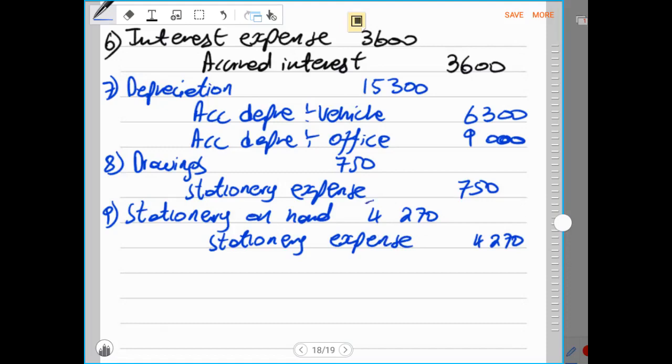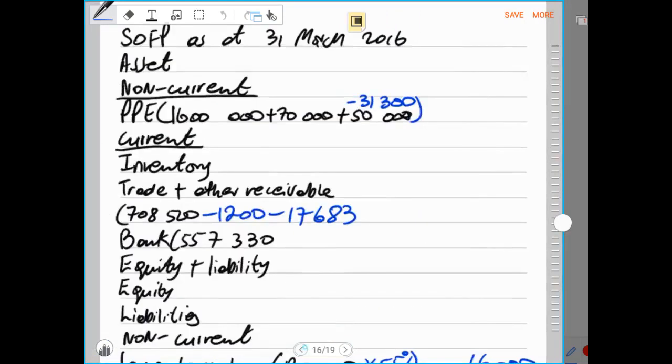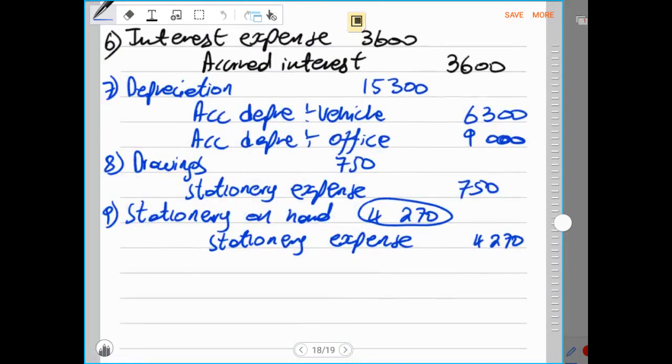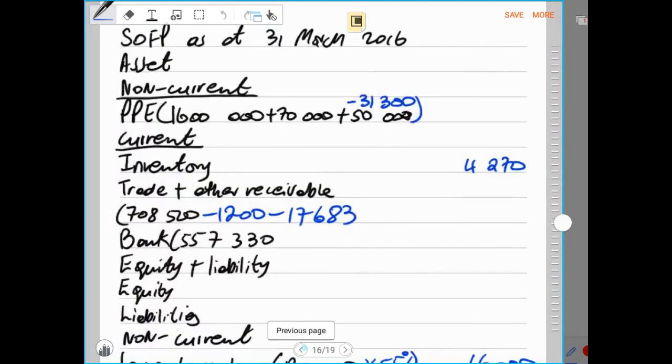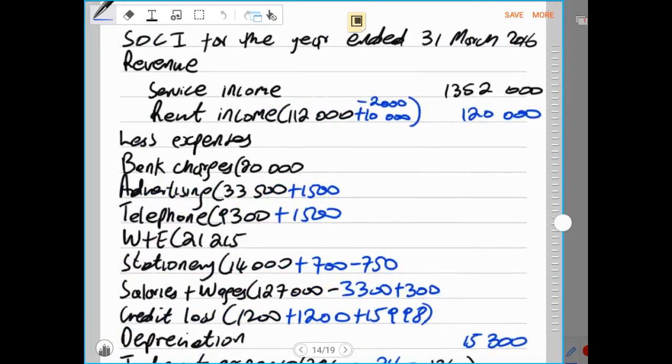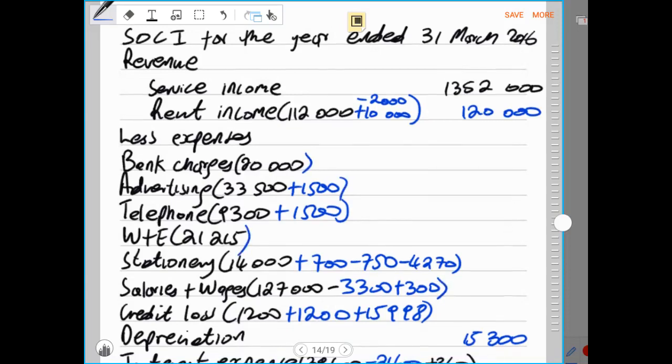The debit entry will be recorded in the statement of financial position, and the credit entry will reduce our stationery expense. The debit entry is inventory at the end of the year. That is an asset, 4,270. And we also have to record the credit entry because our stationery expense is decreasing on the credit side. So now that means in the income statement, our stationery expense will have to be decreasing by 4,000 less 4,270. And that was the last entry to take into account. So now we have recorded all the entries that were necessary.